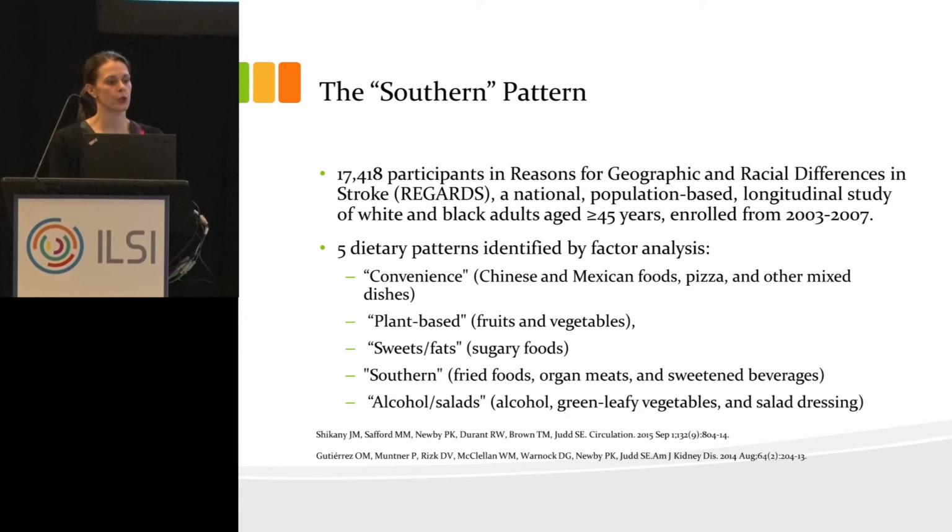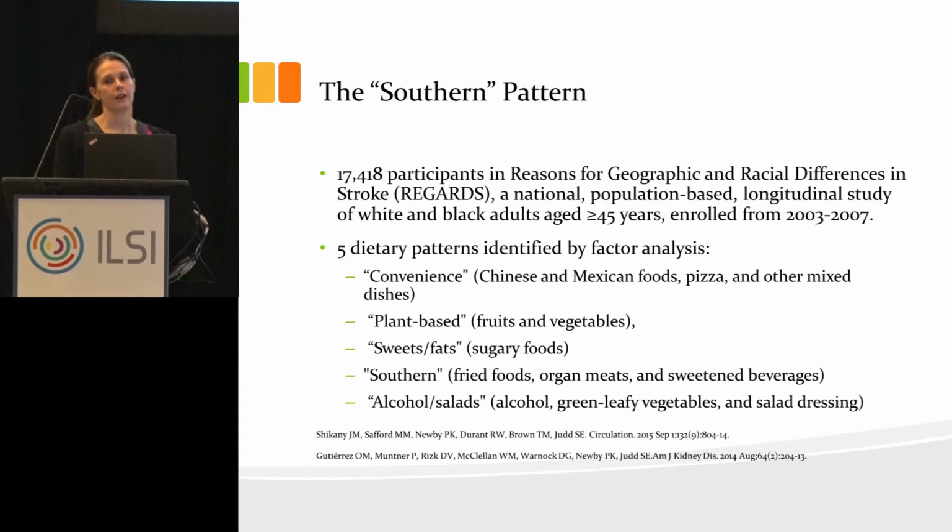So this is a longitudinal population-based study of adults that were 45 years and older enrolled. And they found 5 patterns in the Southern US. And I think this is interesting in and of itself because it helps us see some of the motivations for people's patterns. So convenience. So people that had Chinese and Mexican foods, pizza, and other mixed dishes.